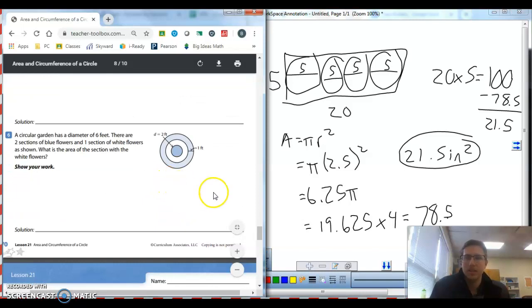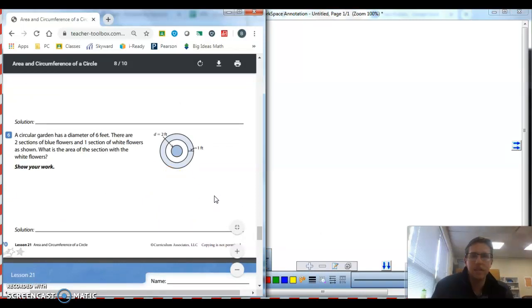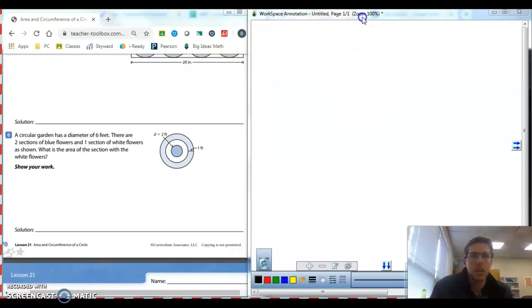Alright, last one. So this one really gave a few of you troubles. Alright, a circular garden has a diameter of 6 feet. There are 2 sections of blue flowers and 1 section of white flowers. So they show you the outer section here is blue, then it goes white, then it goes blue again. What is the area of the section with the white flowers? Okay. So first thing we need to do is find the area of the whole thing.